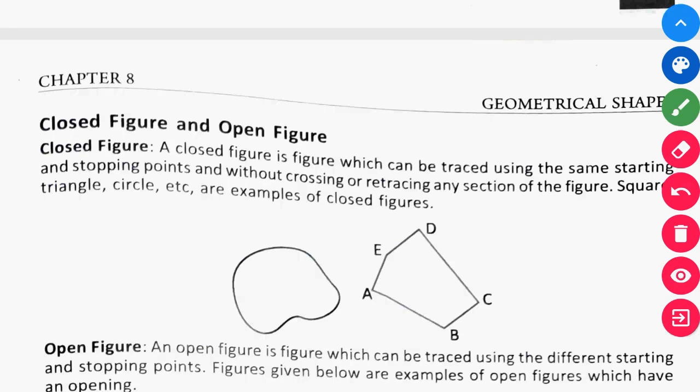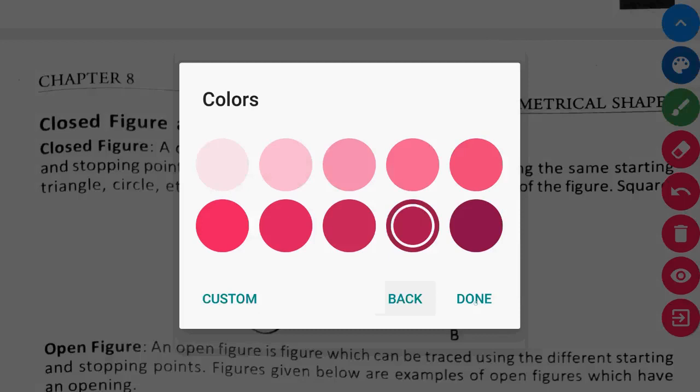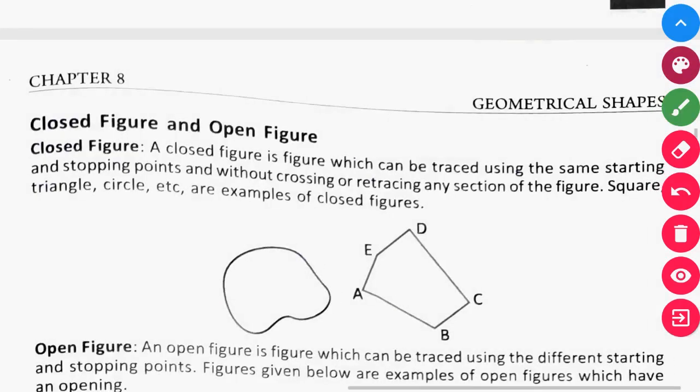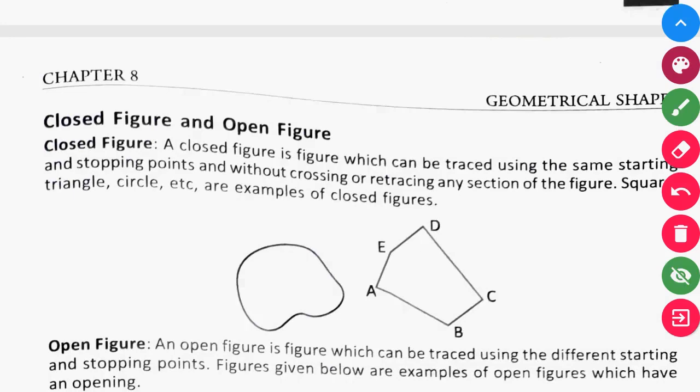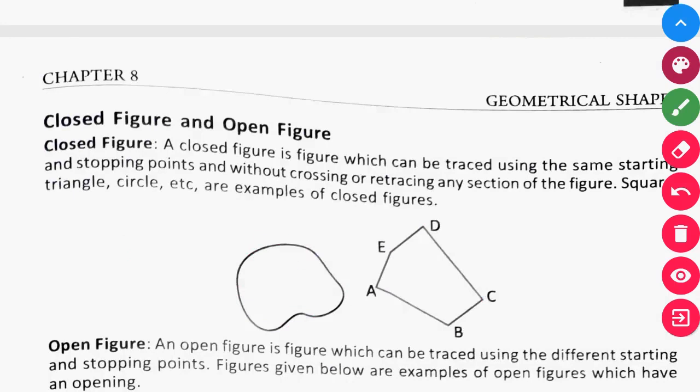Now what is meant by closed figure and open figure? So closed figure means all sides are connected to each other and there is no opening, means there is no way, there is no rasta to go inside that figure. See, this is a closed figure. There is no darwaza, no gate, no door to come outside or go inside. All sides are joined together with a particular angle, and this is known as a closed figure.